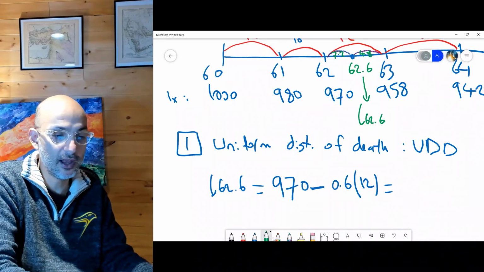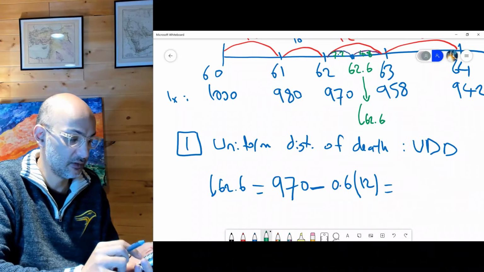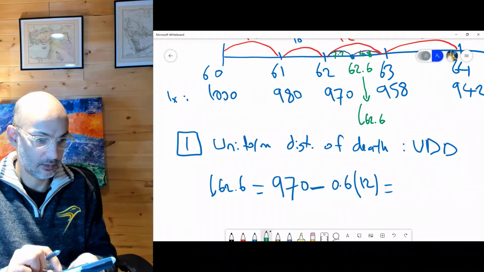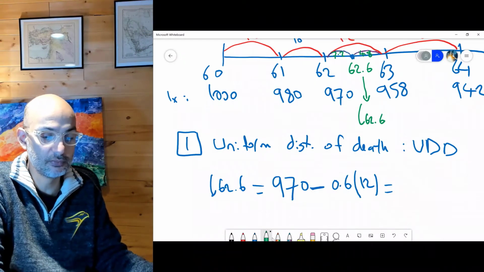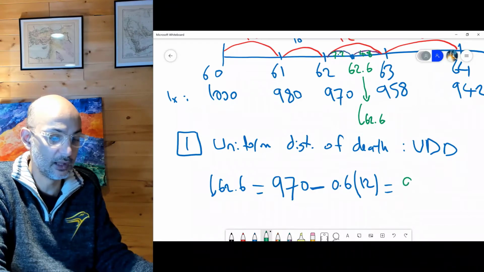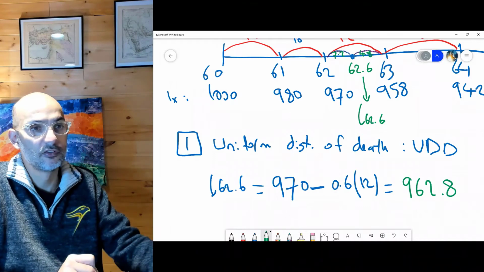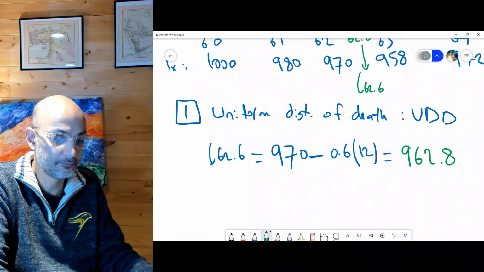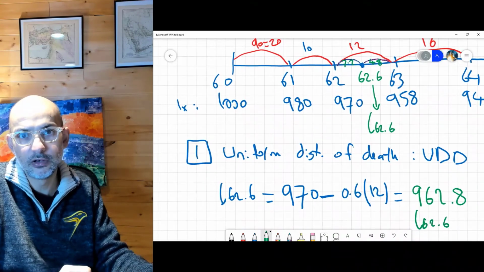So we take from the 970 the 7.2, so 970 minus 7.2, which is the share of deaths for the first 0.6 of the year. So we have 962.8, right? So 962.8 is L62.6. You can do it logically, without any rule.